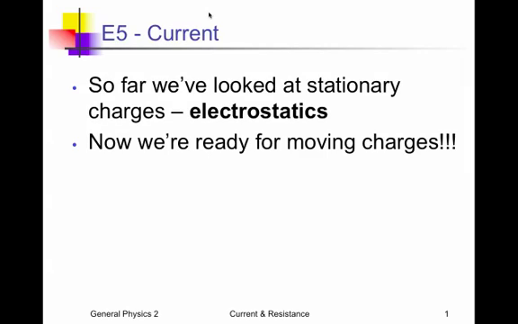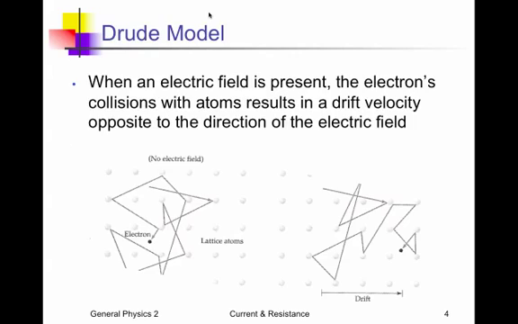In chapters 1 through 4, we've looked at static charges, meaning our charges don't move, and that's why we call it electrostatics. And now we're going to look at moving charges. The book describes the Drude model, and that helps us to understand how electrons move through conductors and how current is created.